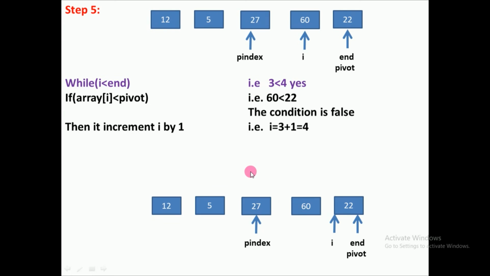In the next step, again it continues with the while loop. While I less than end, that is 3 less than 4, yes. If array of I less than pivot, that is 60 less than 22, no. Then directly it comes out of the if statement and increments I by 1. That is I is equal to 3 plus 1, that is equal to 4. Now in the array, I points to the fourth element along with end and pivot, but the p index is at the same position, that is the second position, array of 2.